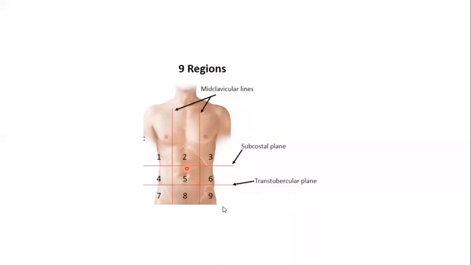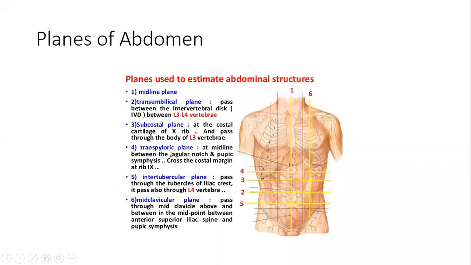Another famous horizontal plane is called the transpyloric plane. The name indicates it is a horizontal plane, trans referring to the horizontal direction. So this plane passes through the pylorus of the stomach when lying in the supine position. It is marked midway between the jugular notch above and the pubic symphysis below, and its vertebral level is the body of the 1st lumbar vertebra.